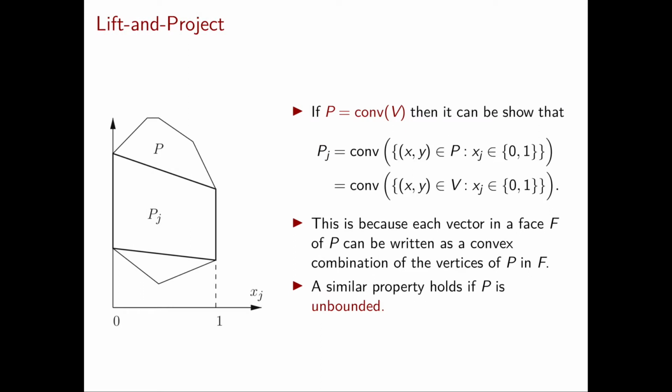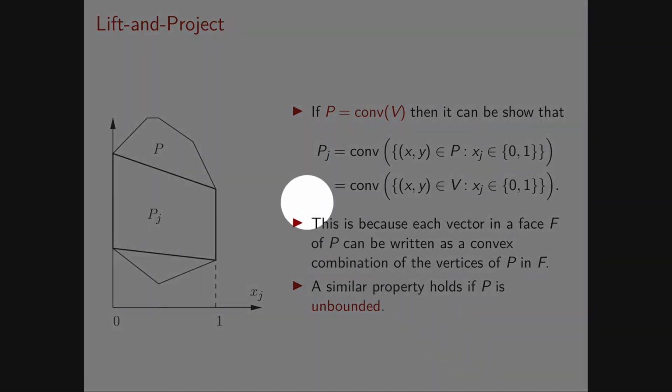This fact allows us to describe the set P_j in a very nice form that will be crucial in the proof that we will see later. So, P_j, we just defined it as the convex hull of the points in P with x_j either 0 or 1, and now, for simplicity, let's think about the case where P is a polytope, so it can be written as the convex hull of its vertices. Then P_j can be equivalently written as essentially the same set, but where we replace P with the set of vertices V.